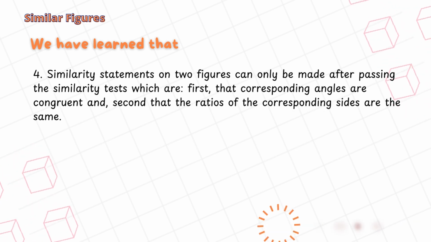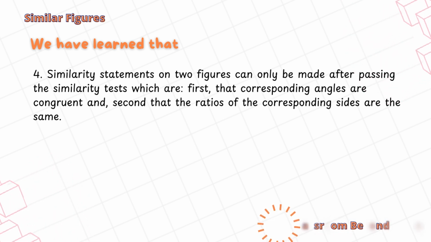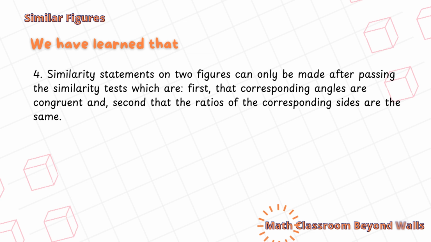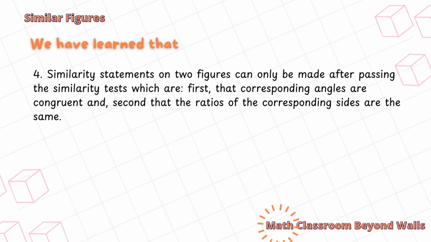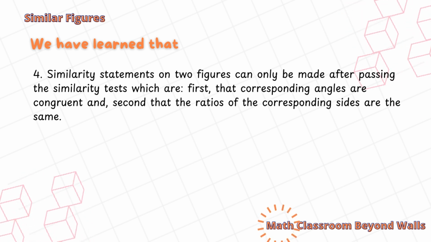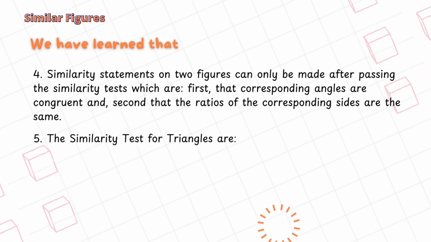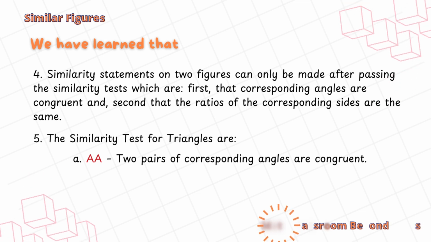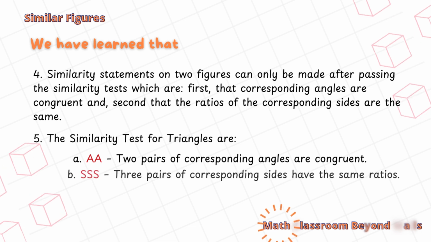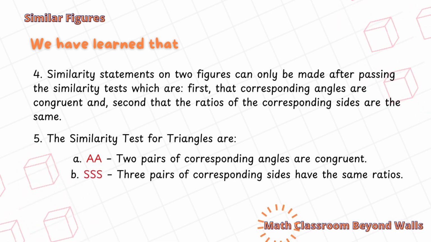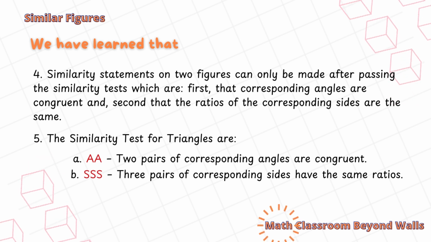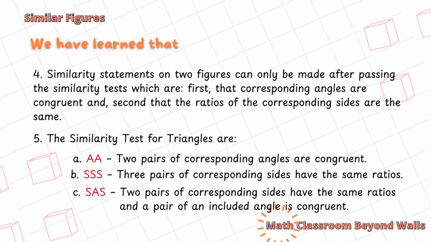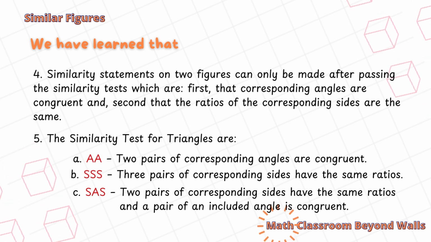Fourth, similarity statement on two figures can only be made after passing the similarity test, which are, first, that corresponding angles are congruent, and second, that the ratios of the corresponding sides are the same. Fifth, the similarity tests for triangles are: A, AA, that is, two pairs of corresponding angles are congruent. B, SSS, that is, 3 pairs of the corresponding sides have the same ratios. C, SAS, that is, 2 pairs of corresponding sides have the same ratios, and a pair of an included angle is congruent.